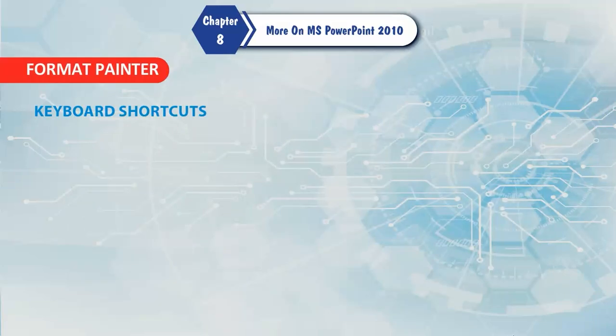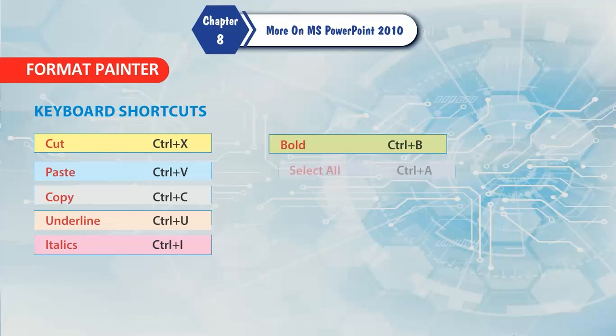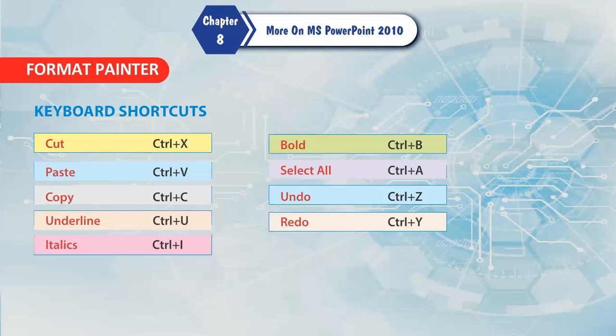Keyboard shortcuts. Cut, Ctrl X. Paste, Ctrl V. Copy, Ctrl C. Underline, Ctrl U. Italics, Ctrl I. Bold, Ctrl B. Select all, Ctrl A. Undo, Ctrl Z. Redo, Ctrl Y.